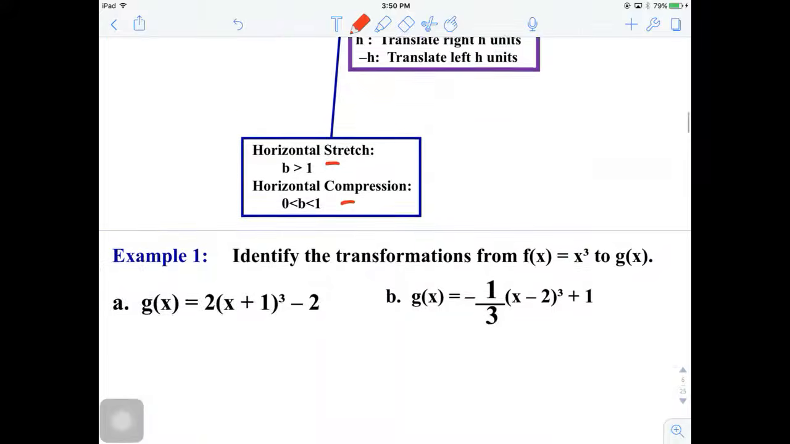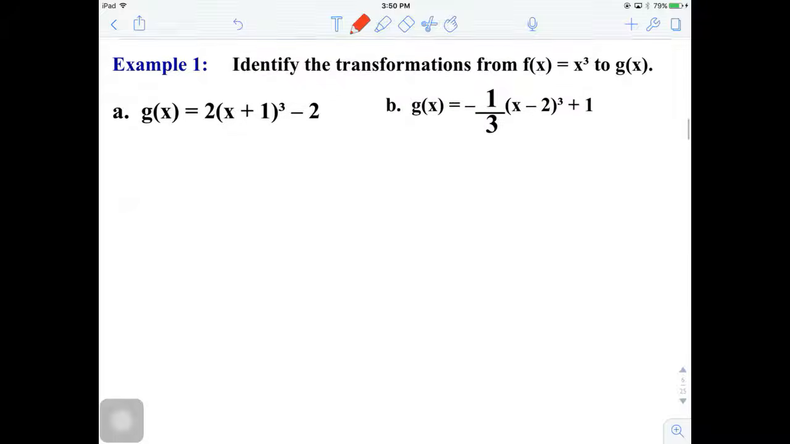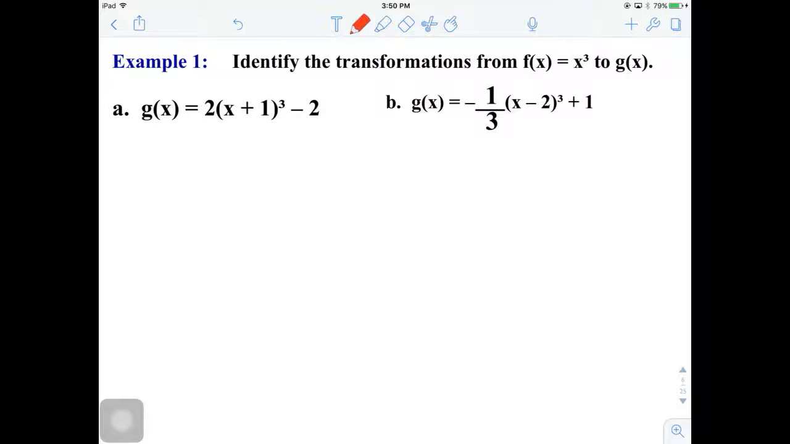Now that we have reviewed our general equation, let's take a look at some actual equations that will tell us what the transformations are. We're only going to identify the transformations from the parent function to the new described function. Remember, the parent function is x cubed. Now we're looking at the new function, g of x, which is based on these transformations.